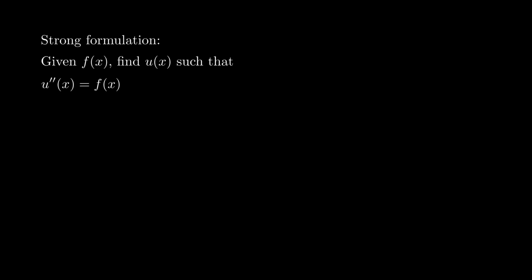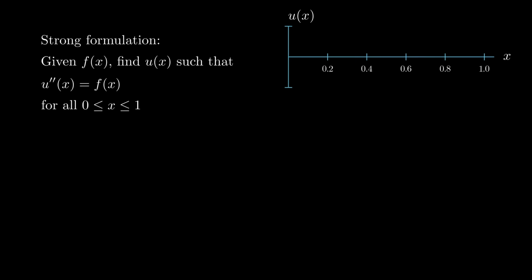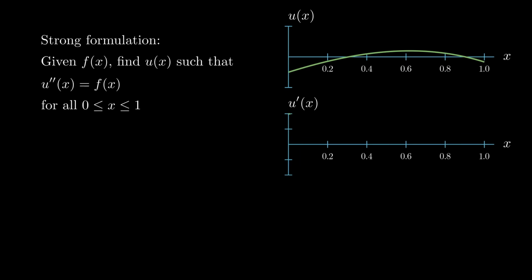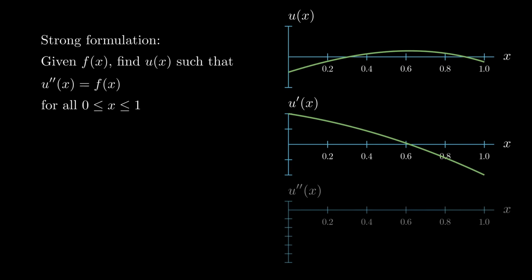Typically, we are only interested in how this function looks like on a specific region of interest. Here I'm choosing the interval from x equal to 0 to x equal to 1. Let's visualize this. We are interested in the function u of x. How this function looks like is not known. Here I'm just illustrating an exemplary function. As you know, the derivative of u describes the slope of u at each point x. And the second derivative, which appears in our differential equation, describes the slope of the slope of u, which can also be interpreted as the curvature of u.